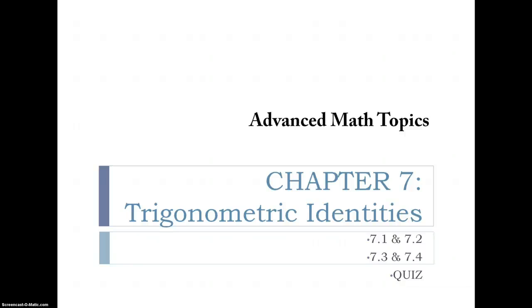Chapter 7 is about understanding the relationship between different trigonometric ratios. We're going to be looking at sections 7.1 and 7.2 today, and then later in the week 7.3 and 7.4, and then we'll have a small quiz.